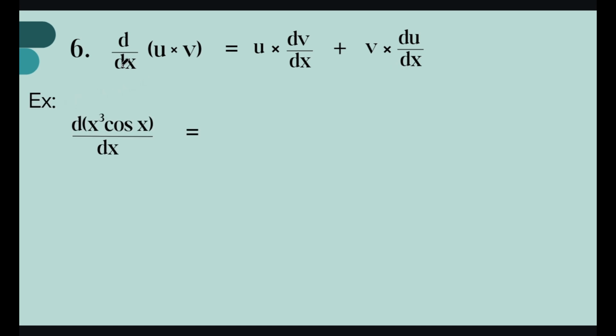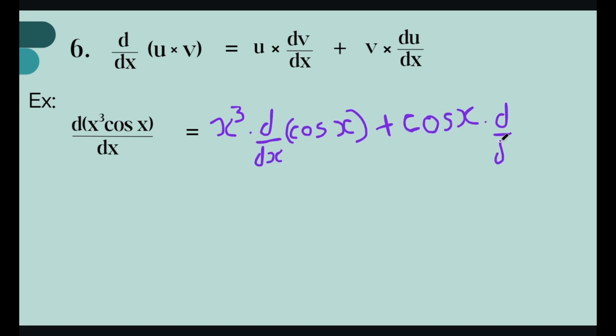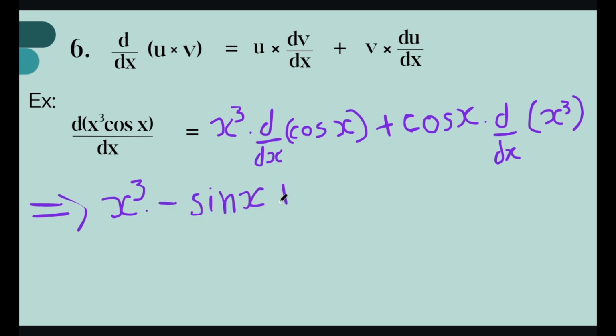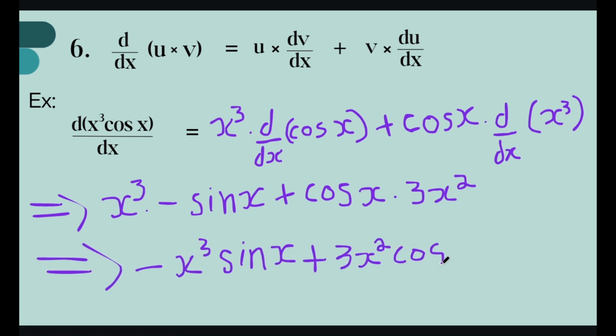On solving the examples from the formula, first let us write separately. Now x cube into d by dx of cos x equals minus sin x, plus cos x into d by dx of x cube, equals 3 into x to the power of 3 minus 1, 2. Now the final answer would be minus x cube sin x plus 3x square cos x.